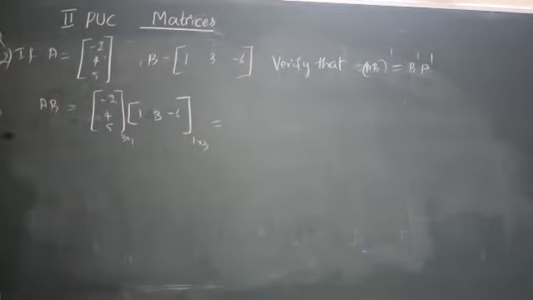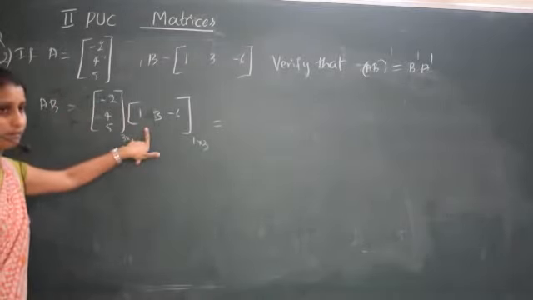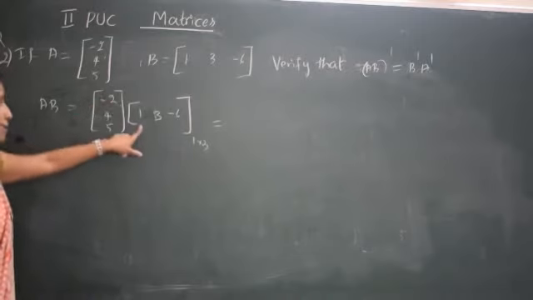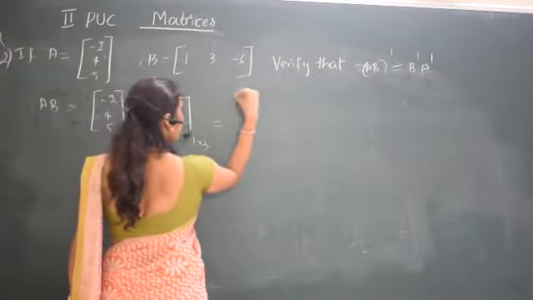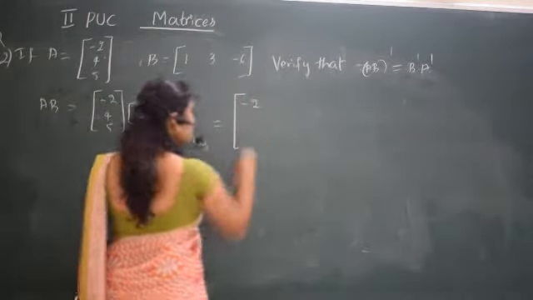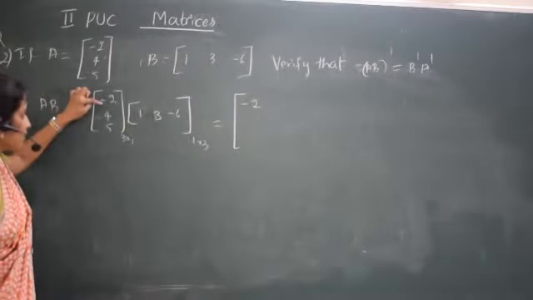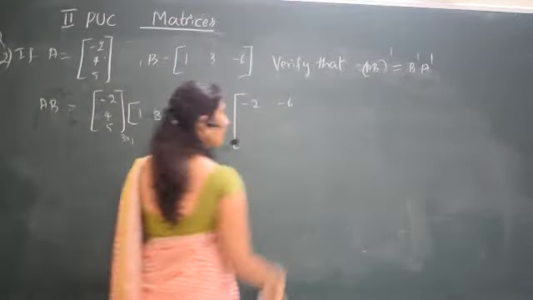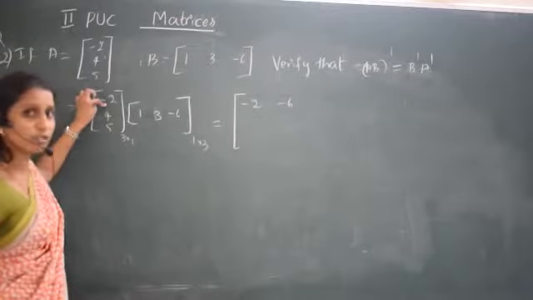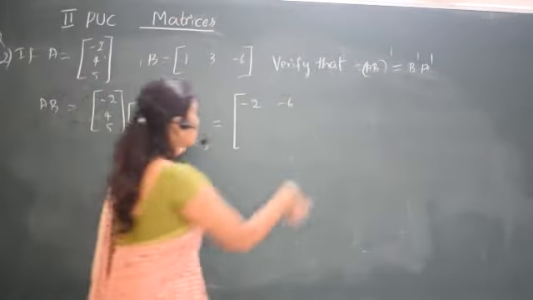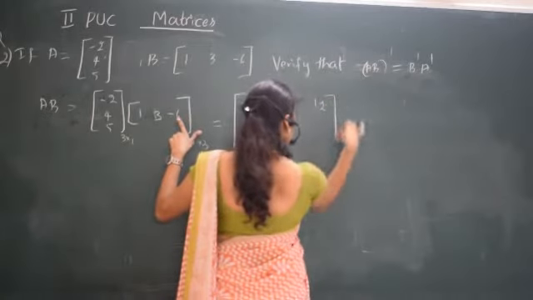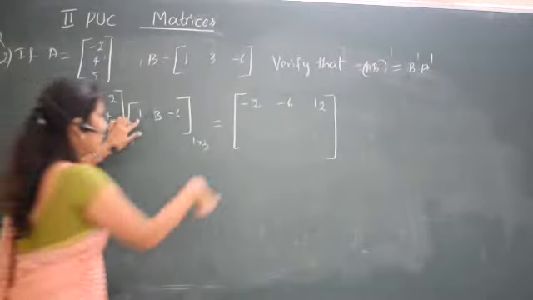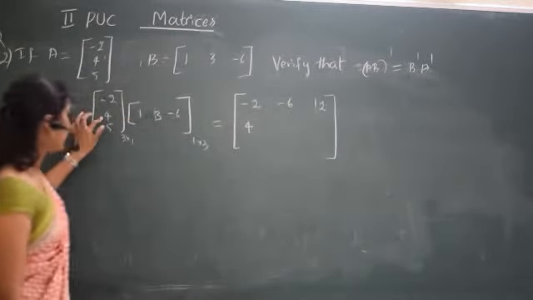And how to multiply? The first row is multiplied with the first column. Only one element is there. First row is minus 2 and first column is 1, so the first entry is minus 2. Next entry, first row and second column: minus 2 into 3 is minus 6. Next, first row and third column: minus 2 into minus 6 is 12. Next, second row and first column: second row is 4 and first column is 1, so it will be 4. Then second row, second column.